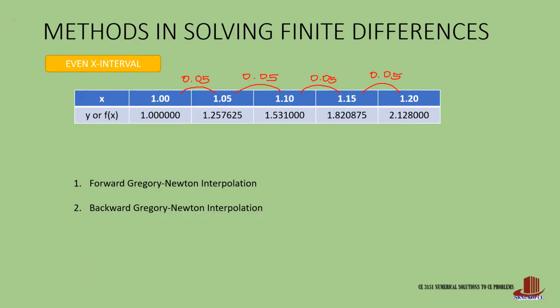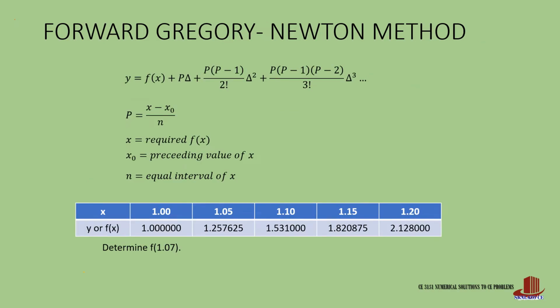That would be forward Gregory-Newton interpolation and backward Gregory-Newton interpolation. Let's start off with forward Gregory-Newton method. The general formula is what we could see as shown, where y is equal to the function of x plus p and delta's function. P is taken as x less x naught all over n, where these parameters would mean x is the required function of x, x naught would be the preceding value of x, and n is the equal interval of x. When do we use forward Gregory-Newton?